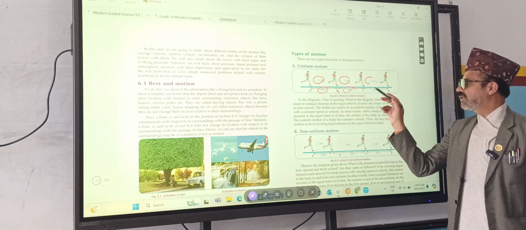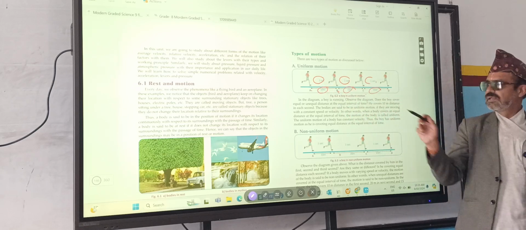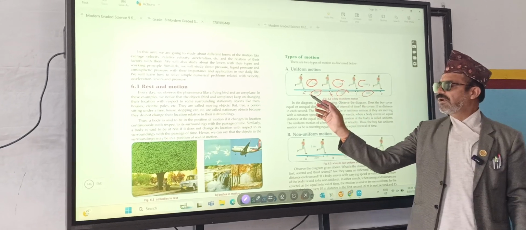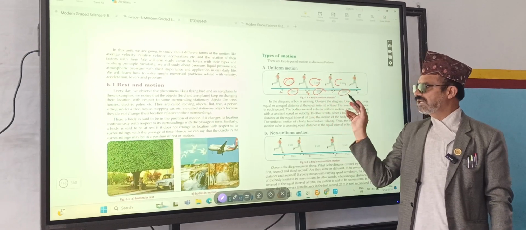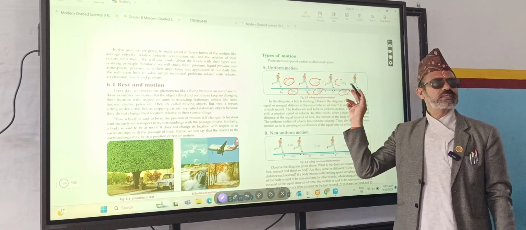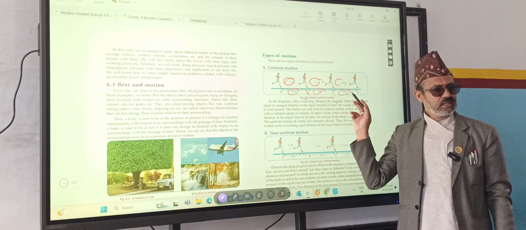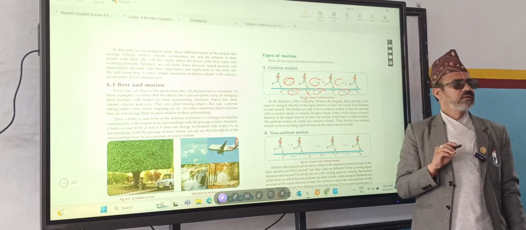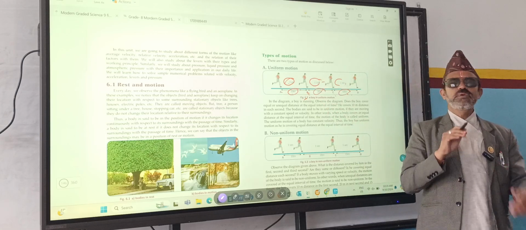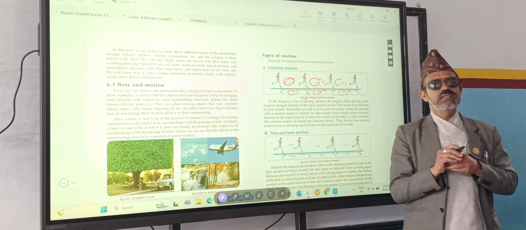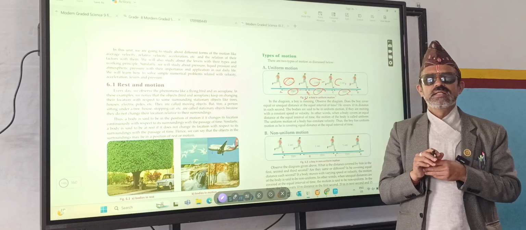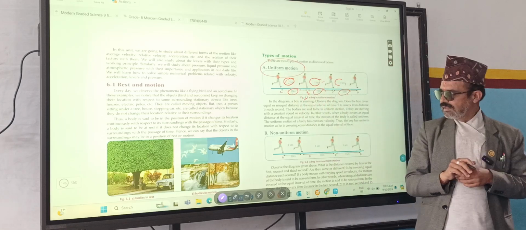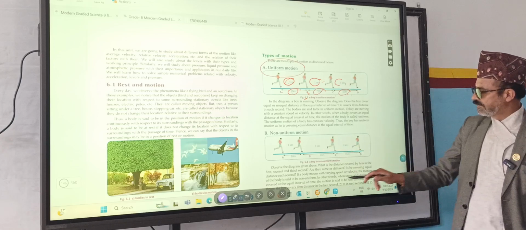10 meter, 10 meter, 10 meter, is it equal or not? 1 second, 1 second, 1 second, equal or not? So, if a body travels equal distance in equal interval of time, such type of motion is called uniform motion. If a body travels equal distance in equal interval of time, then it is said to be in which motion? Uniform motion.